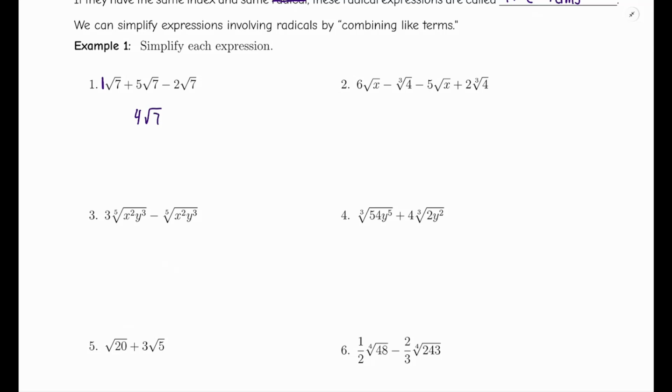Number 2: 6 square root of x minus cube root of 4 minus 5 square root of x plus 2 cube root of 4. Here not everything is like terms like in the last one, but these two are like terms. 6 minus 5 is 1 square root of x. And then we get negative cube root of 4 plus 2 cube root of 4, which is 1 cube root of 4. So our final answer is square root of x plus cube root of 4.